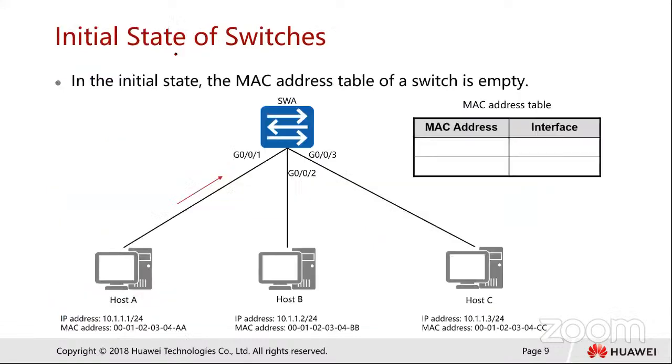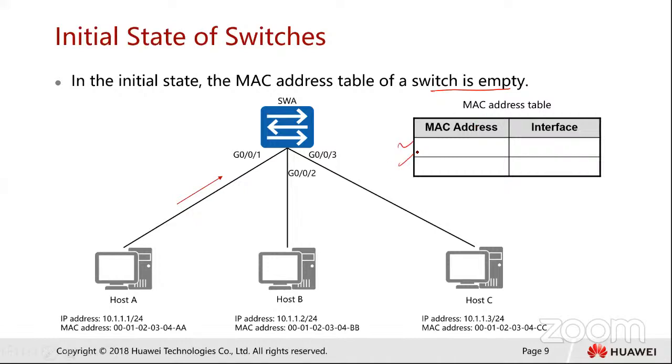Okay, so moving forward, the initial state of switches. In the initial stage, a switch does not know any MAC address, right? Because you have just connected it and put it in your network. It doesn't know any MAC address, and it does not learn any. Therefore, the MAC address table in the initial stage is empty. There's nothing there because it has not learned anything.